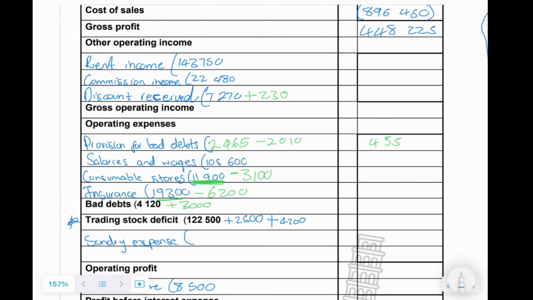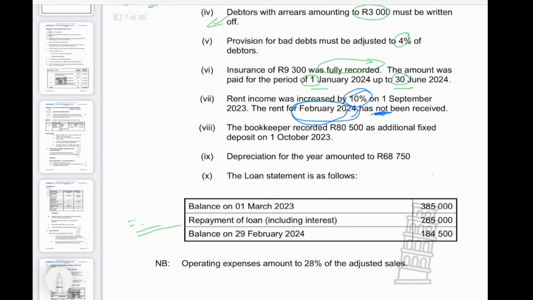So you go to your income statement and you go to your rent income and you add the amount for February that was not received. So it's the amount we just calculated and it will be 18,750. We move on to the next adjustment.